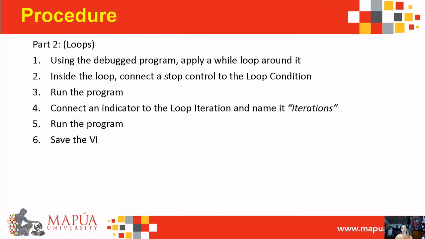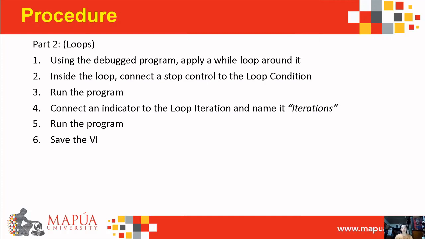Next is part 2, which concerns loops, or an application of experiment 3. So for step 1, after debugging our program, we apply a while loop around it, or we encompass the program with a while loop. Next is step 2. Inside the loop, we connect a stop control to this loop condition. This stop control is a control type variable which will stop the while loop from continuously executing.